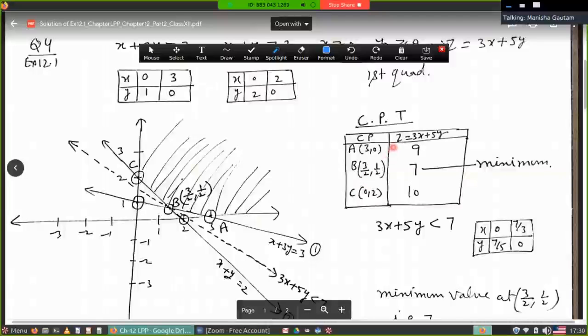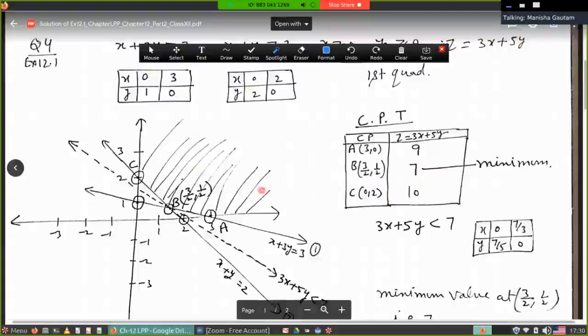After putting the values in z, at (3, 0), when x is 3 and y is 0, you get 9. In case B, putting x is 3/2 and y is 1/2, you get 7. In C, putting x equal to 0 and y is 2, you get z equal to 10. The optimization statement says you have to find the minimum value. Here 7 is the minimum value. I have indicated 7 is the minimum value.